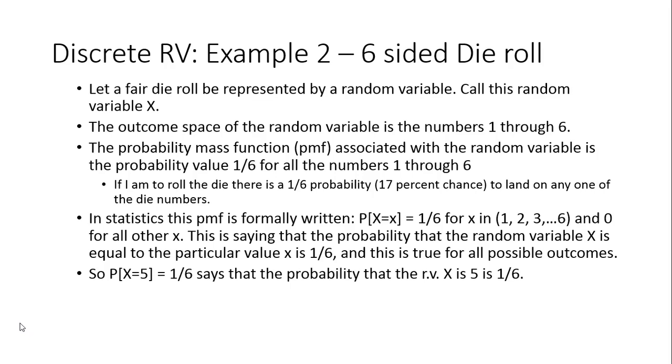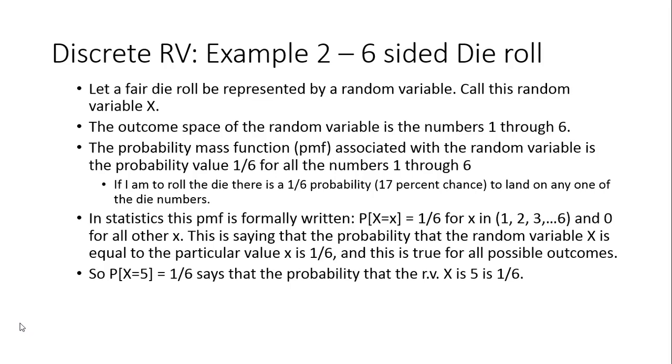In statistics, this PMF is formally written as the probability that X equals little x, or any x, is 1/6 for x in 1, 2, 3, 4, 5, 6. So little x can take on any of those values, okay? And 0 for all other x. This is saying the probability of the random variable X being equal to the particular value x is 1/6 for all possible outcomes. So the probability X equals 5 is 1/6, says the probability that the random variable X is 5 is 1/6, for example.